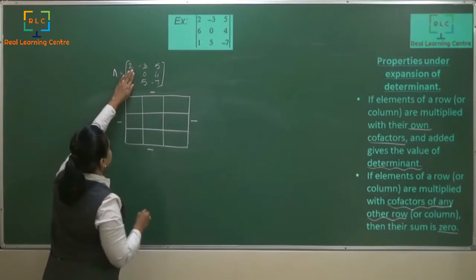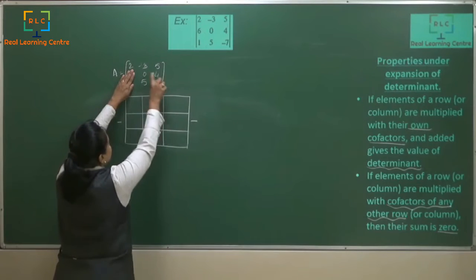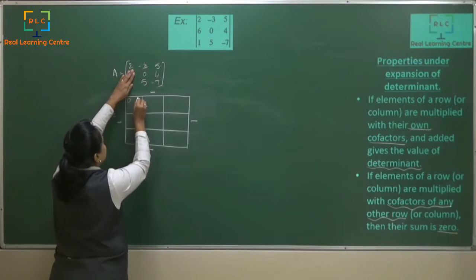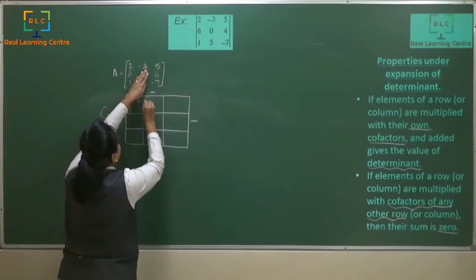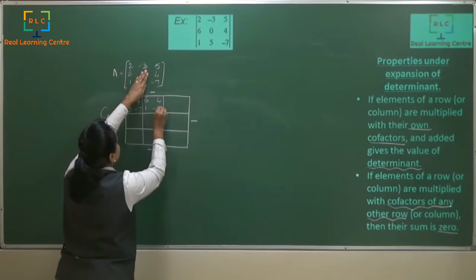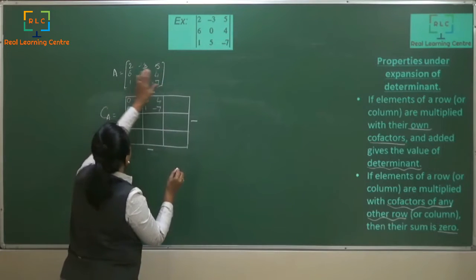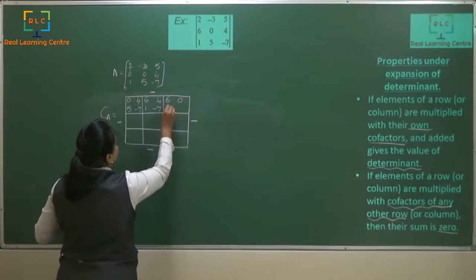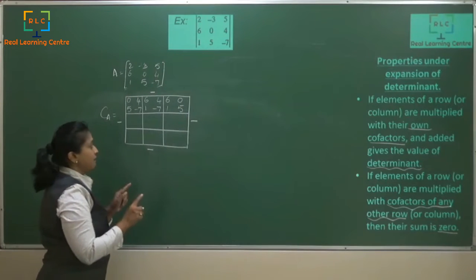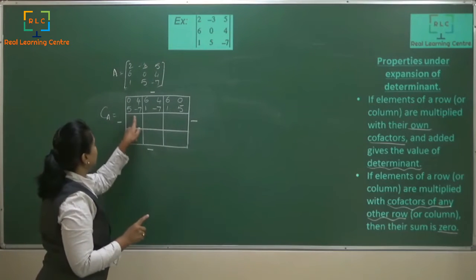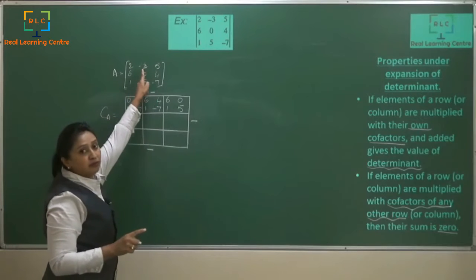Close the first element 6 and 1. The remaining you write here in the same order: 0, 4, 5, minus 7. Next you close this, the remaining elements you write, that will be 6, 4, 1, minus 7. Then you close these, the remaining you write, that will be 6, 0, 1, 5. And use the same method to fill up row number 3 here using row number 1 here.